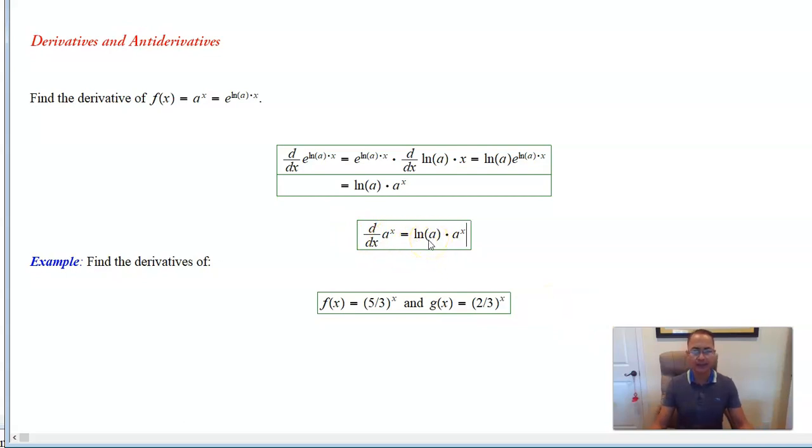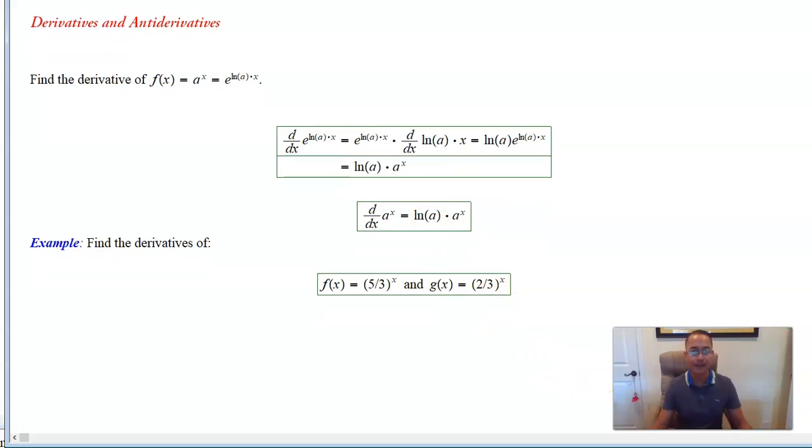Does that apply also to e to the x? So if it were the derivative of e to the x, we'd get e to the x ln of e. But wait a minute, ln of e is 1. Okay, so we get exactly the same formula. Okay, what are the derivatives of 5/3 to the x and 2/3 to the x?